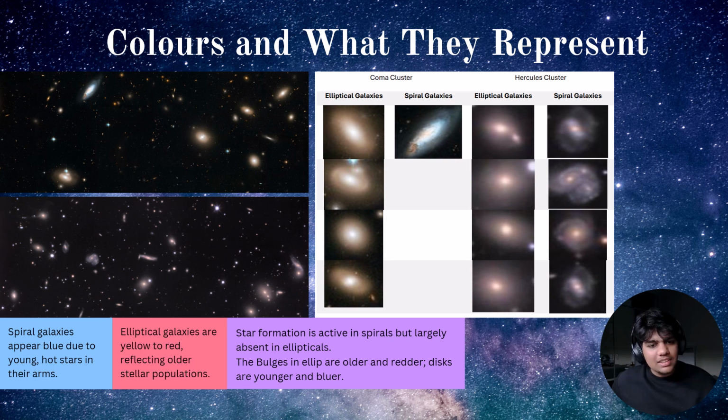Now let's talk about colors. Colors are a key clue in the classification of galaxies. In both the Coma and the Hercules clusters, spirals appeared blue, which is a sign of hot young stars forming in their arms. On the contrary, elliptical galaxies were yellow to orange, indicating an older stellar population and minimal star formation. I compared bulges and disks in spirals. The bulges were redder, showing older stars, whereas the disks were blue, where the new stars were forming. So color tells us about stellar age and where star formation is still active.